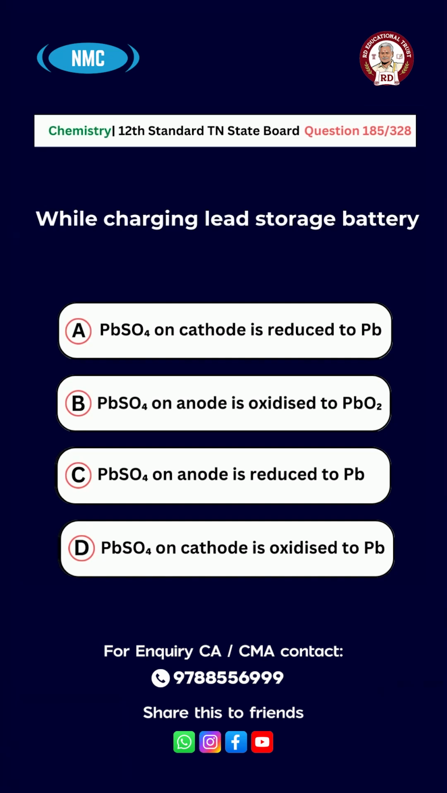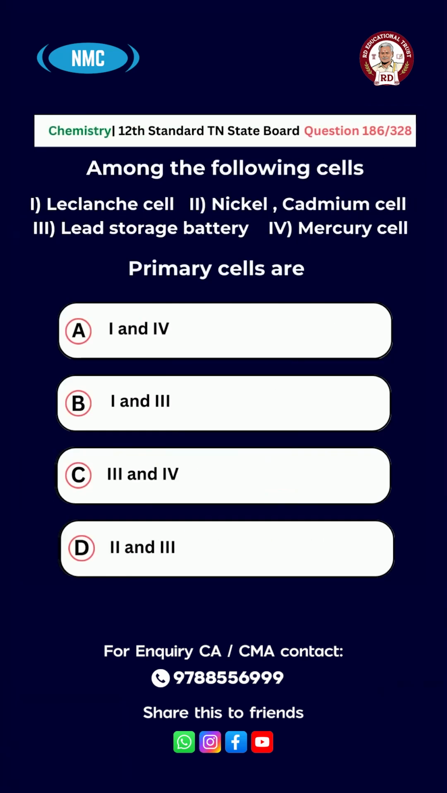Question number 185. While charging a lead storage battery: option A, PbSO4 on cathode is reduced to Pb; option B, PbSO4 on anode is oxidized to PbO2; option C, PbSO4 on anode is reduced to Pb; option D, PbSO4 on cathode is oxidized to Pb. The correct option is option C, PbSO4 on anode is reduced to Pb.